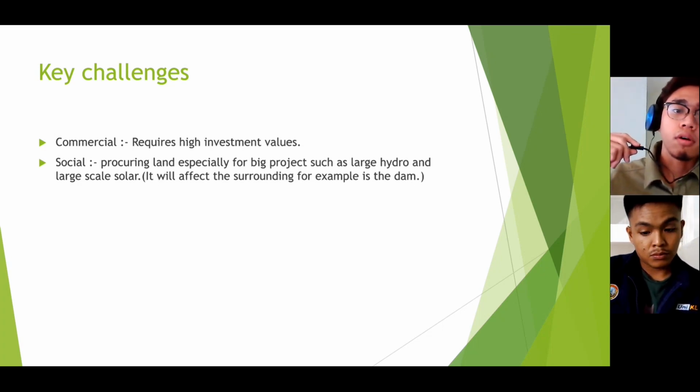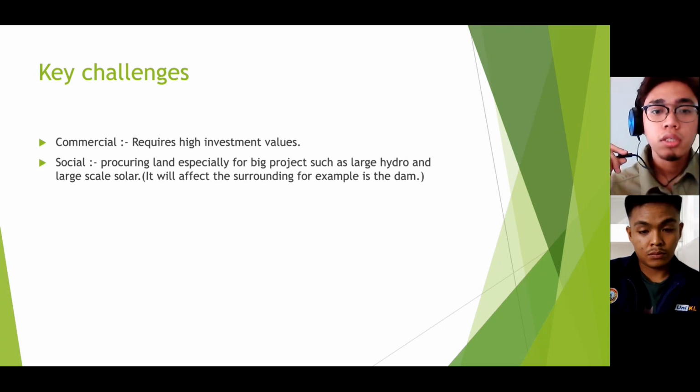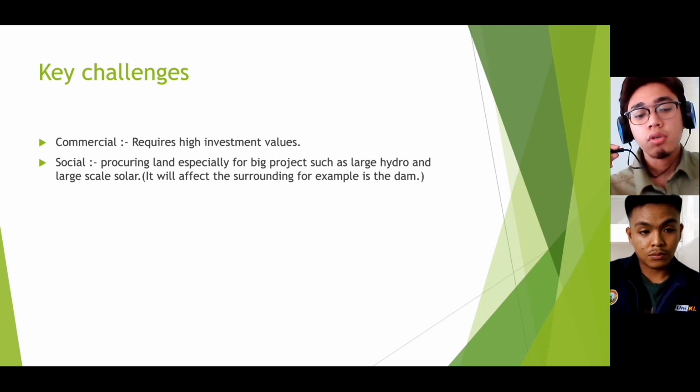But for these two projects, it will affect the surrounding. For example, the dam. That's all from us. Thank you.